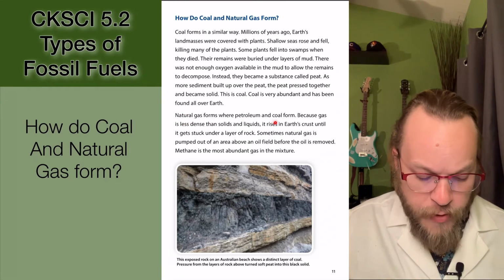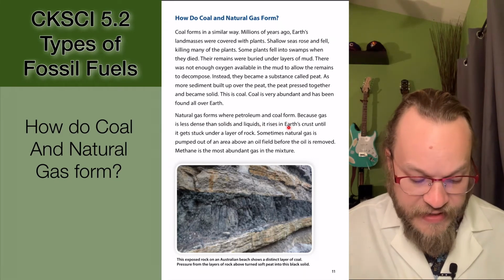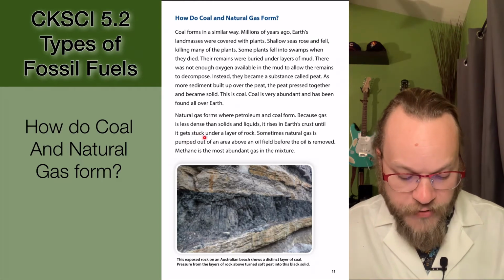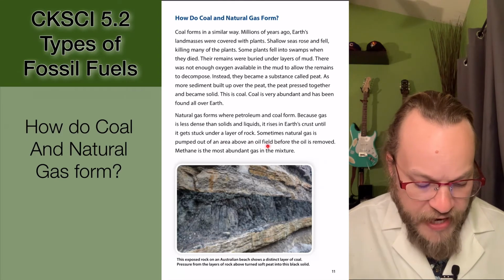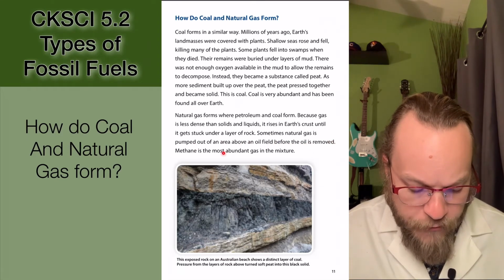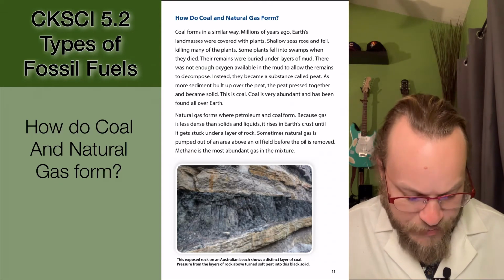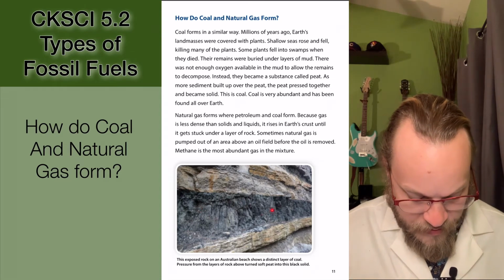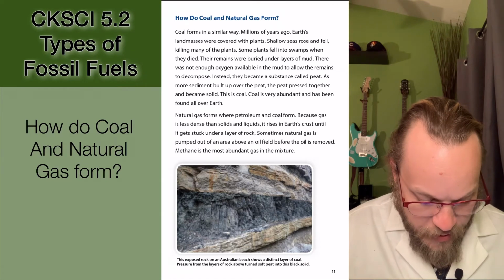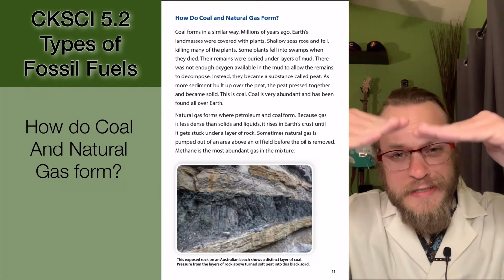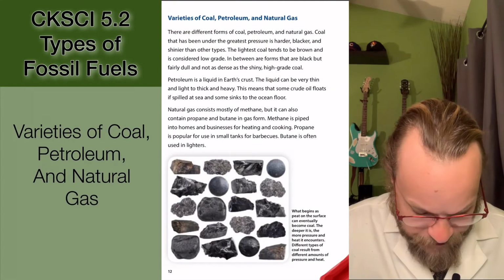Natural gas forms where petroleum and coal form. Because gas is less dense than solids and liquids, it rises in Earth's crust until it gets stuck under a layer of rock. Sometimes natural gas is pumped out of an area above an oil field before the oil is removed. Methane is the most abundant gas in this mixture. So here we have a layer of coal that was buried under all this sedimentary rock that is pushing down on the peat, turning it into coal.